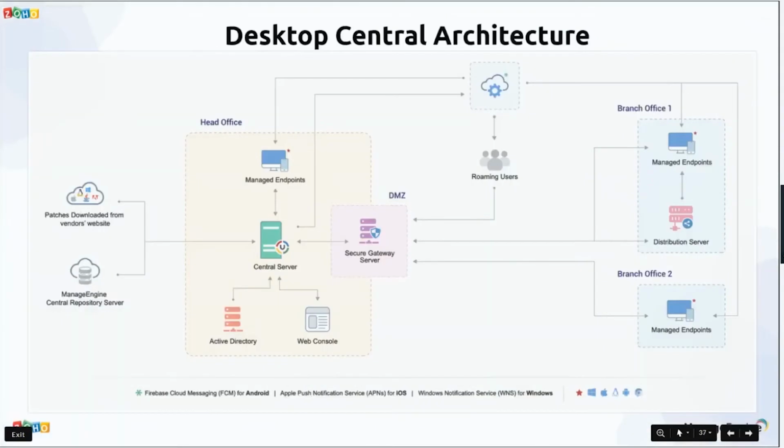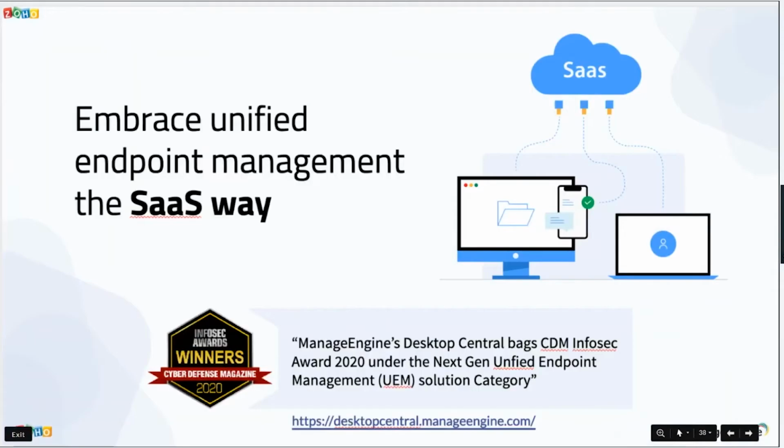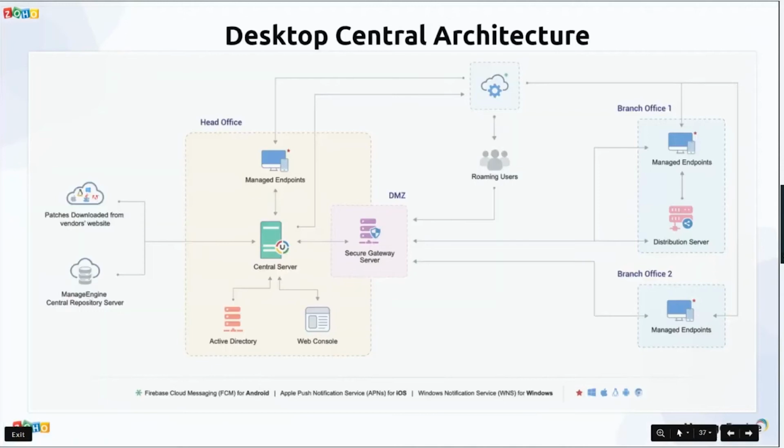So what we saw earlier is the on-prem version of Desktop Central's architecture, but we do have a cloud offering. That's what we're seeing here. It's a SaaS-based solution. So all these pods that we're seeing here under the Desktop Central server and the secure gateway server, you don't need to set up anything. It's all there in the cloud. So as soon as you sign up and sign in, you just get it hosted up and running there.